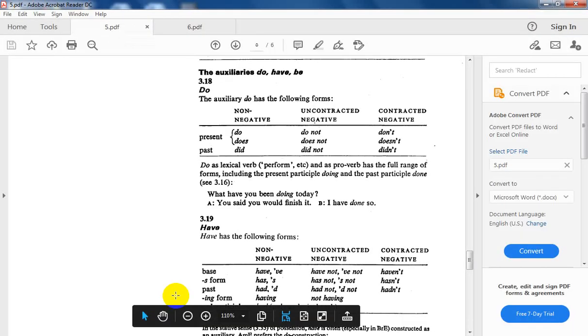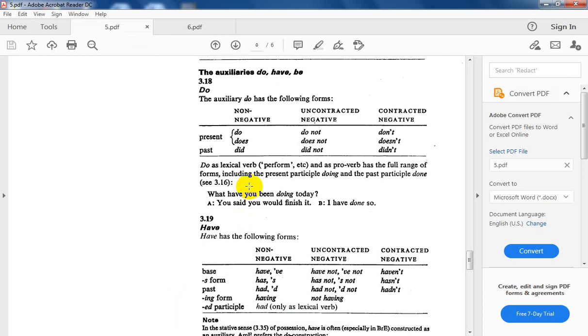In the previous lecture we tackled the lexical verbs, the first type of verbs, with its two subclasses, regular and irregular. Today we are going to deal with the classes of the functional verbs, or primary verbs, starting with the primary.